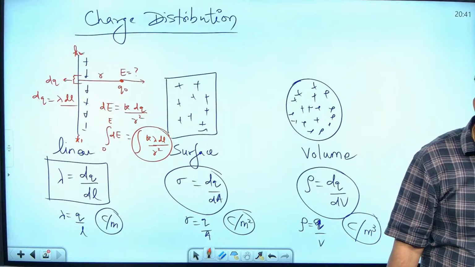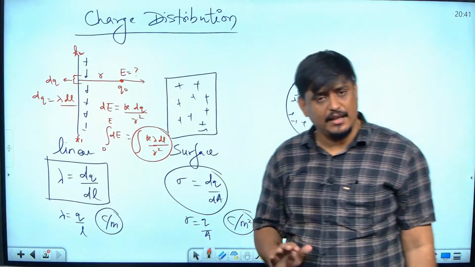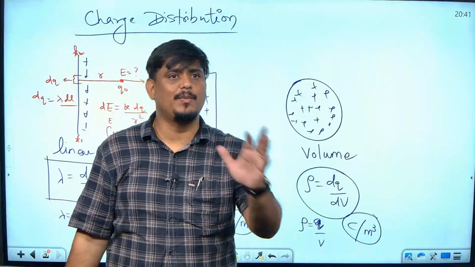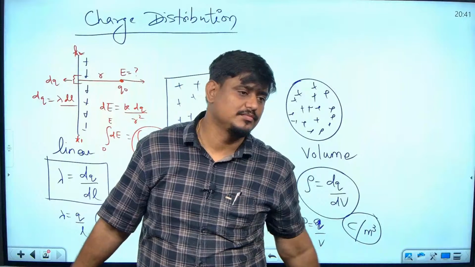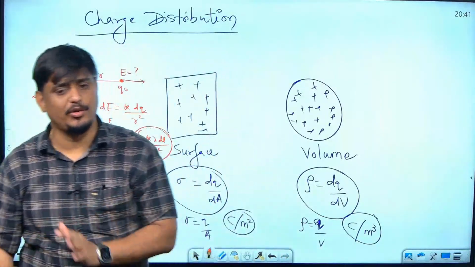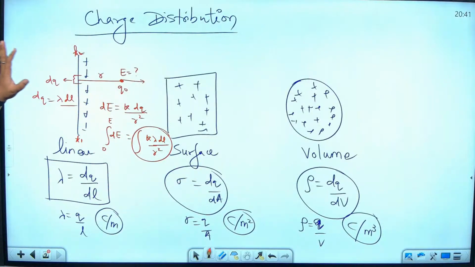But generally, lambda is Q by L, sigma is Q by A, rho is Q by V is enough for you. Charge by length, charge per unit area, charge per unit volume. But this logic, whatever I have taught in this question, don't stress too much about it. It may come if the question is a little complicated. I will talk about that also.